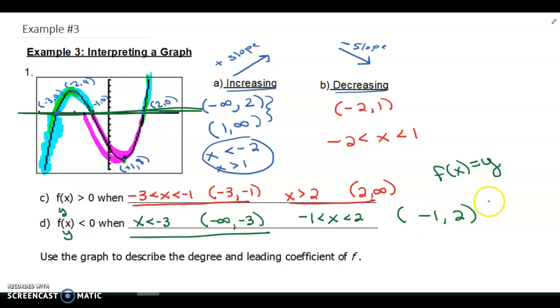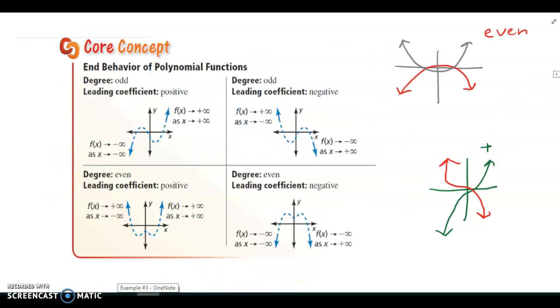Now by looking at this, use the graph to describe the degree and the leading coefficient. Well, I can tell just by this that it is an odd function, so its degree is odd. And it has a positive leading coefficient. And that just goes back to, let me see if I can find it, right here.